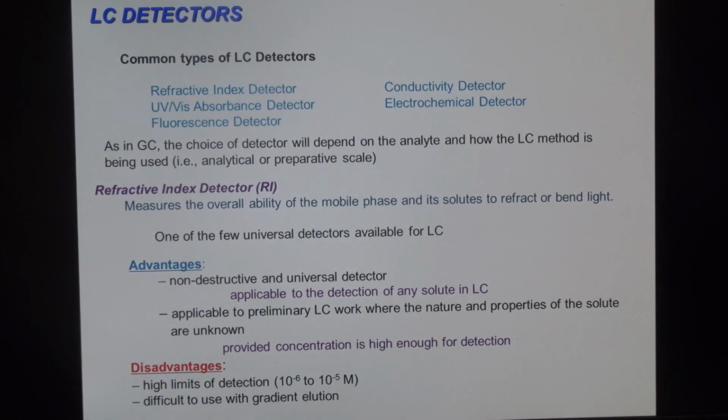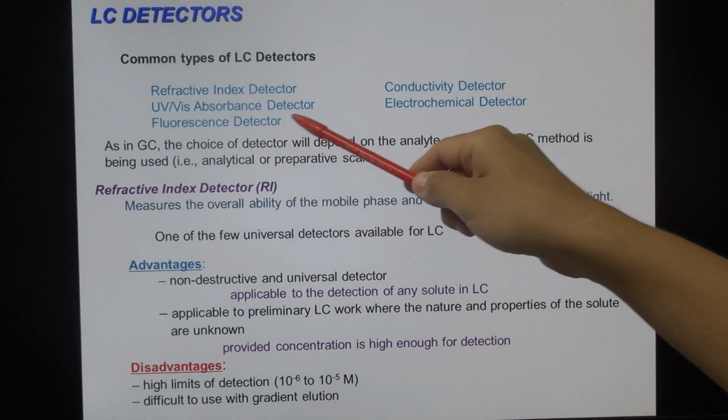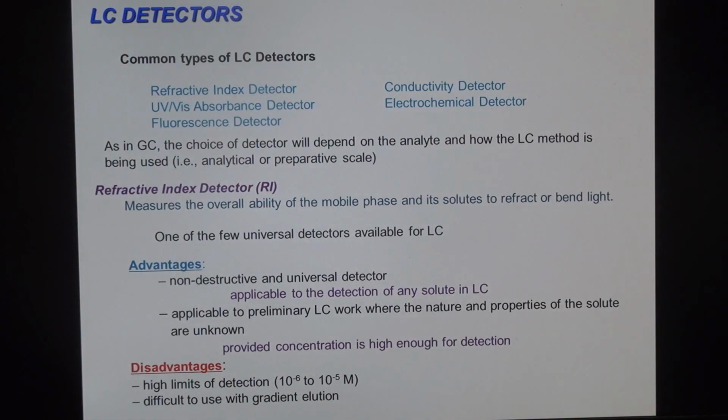Lastly, similar to GC, for LC there are also many different kinds of detectors. Common detectors include refractive index detector, conductivity detector, UV-vis absorbance detector, electrochemical, and fluorescence detector. Let's briefly look over them one by one.